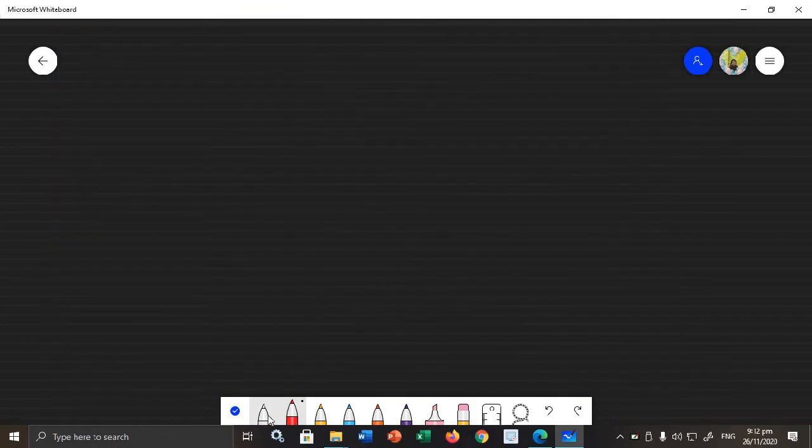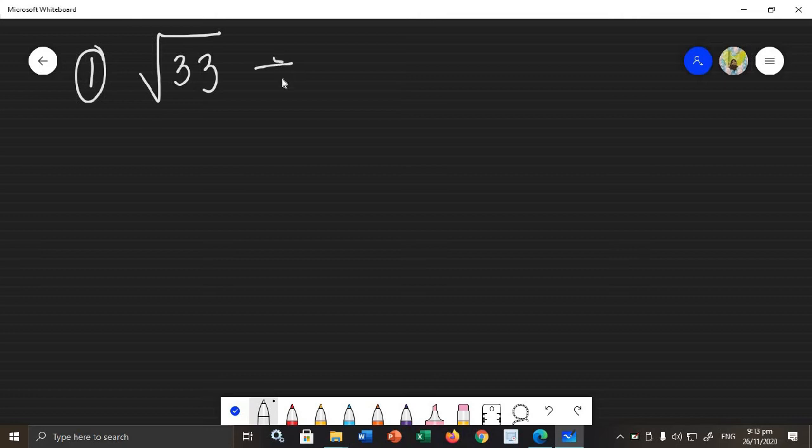So, let's say, for example, I have here an irrational number which is square root of 33. So, kapag kinalculate natin sa calculators natin yung square root ni 33, our calculators will give us this value.